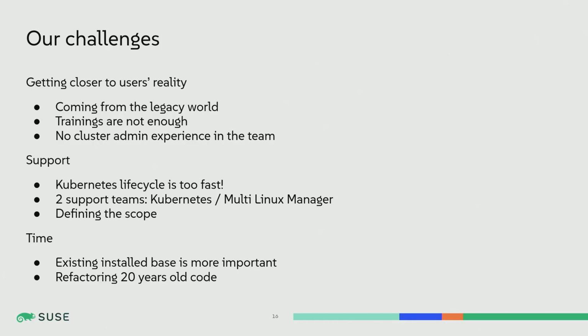And time is also a big problem. I don't know about you, but I only have 24 hours a day. And we need to take care of our existing users. This is priority number one. And refactoring 20 years old code is hard. And adding Kubernetes on top of that, even more. And if you also have a legacy application that you're moving to Kubernetes, I suppose you're feeling the same pain that we have, right?